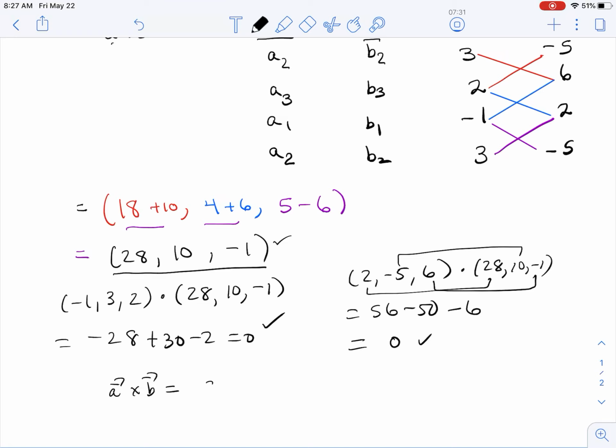So A cross B, we calculated, was the vector 28, 10, -1. So if I wanted B cross A, I could go back and I could set up the table. Now if I'm doing B cross A, when I set up my table, B would be first. But that's just going to be the perpendicular vector going in the opposite direction. So B cross A would just be that same vector, but the opposite, which means I can just multiply by -1. So again, just got to be careful. The cross product, really easy to make an arithmetic mistake.